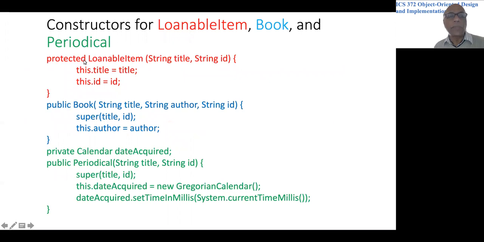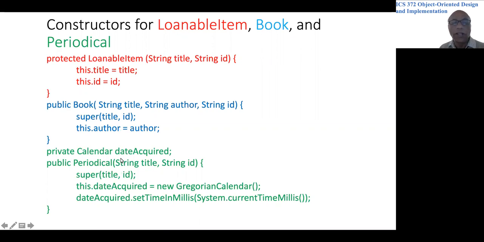So the superclass LoanableItem has a constructor. It is protected, so it can be called from the subclasses. The LoanableItem gets the title and ID, and they are stored. The Book subclass has the title, author, and ID passed to it. It uses the title and ID to call the LoanableItem's constructor and stores the author.